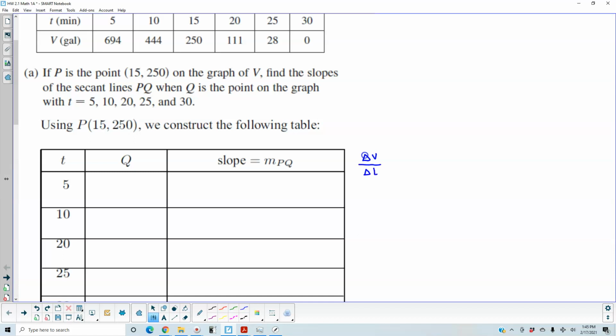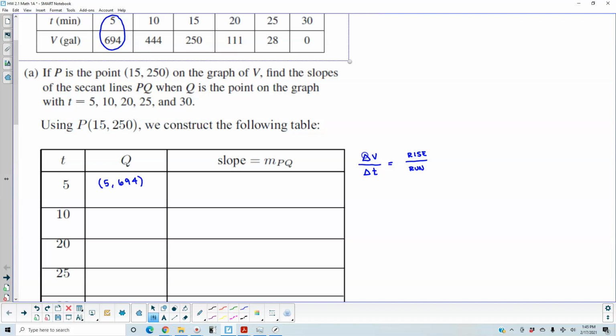over the change in time. That is the slope that we're looking at. And recall that that is the rise over the run. So when we make a table at T equal to 5, we can take a look up here, and this is the ordered pair. So we have the ordered pair 5 and then 694.